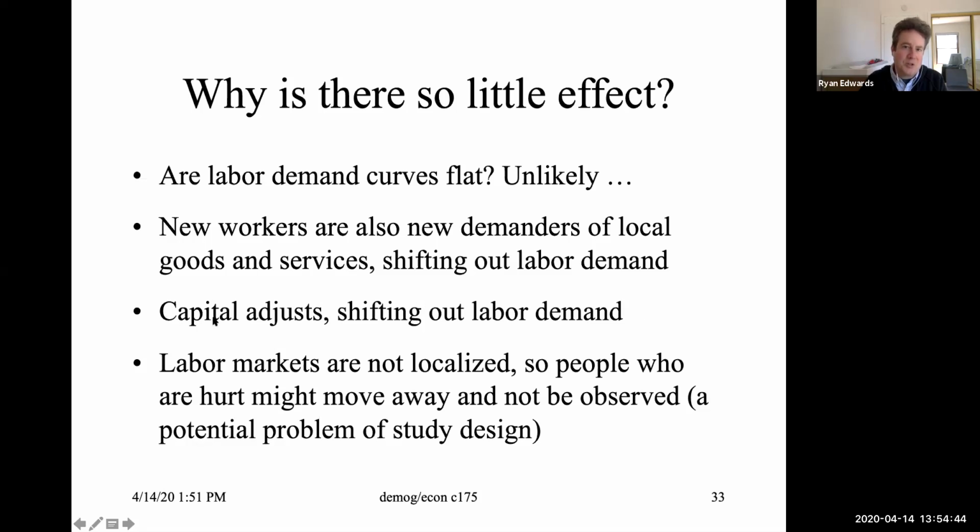You could also view it as sort of a metaphor for what happens generally. You could call it capital adjusting. You could also call it the economy being elastic. Either one of those would be extremely good answers to an exam question about this. The economy adjusts. It's not the static labor demand curve picture that we saw.